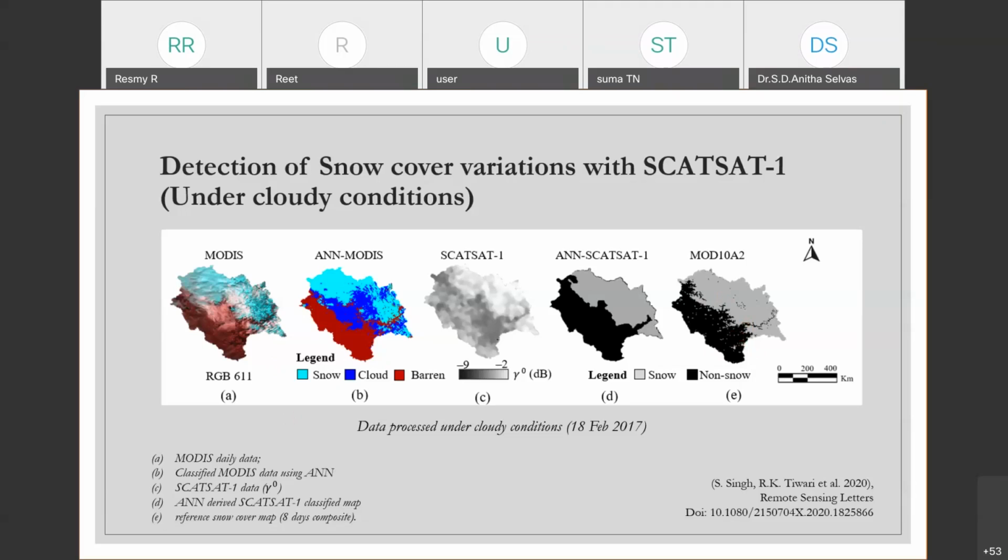So there is a good correlation between a SCATSAT-1 classified snow cover map and MODIS composite data. However, when we use daily data, then we see a lot of cloud present. So this is a very important study which suggests that SCATSAT-1 could be used to prepare a daily snow cover map even in the cloudy condition, which is not possible with any of the optical data.